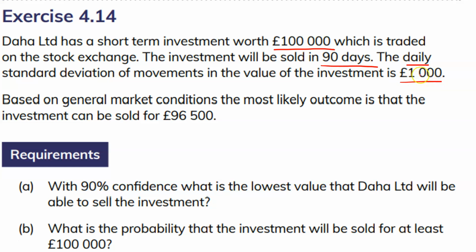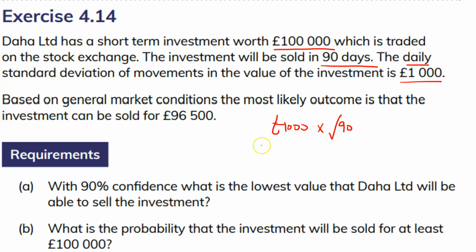So I think the first point to highlight here is that the deviation must match. We're talking about 90 days, so we're looking for the deviation over 90 days. If you're given the deviation over 1 day, we're interested in the deviation over 90 days. There's a standard formula for this: you multiply whatever deviation it is by the square root of, if you like, 90 days.